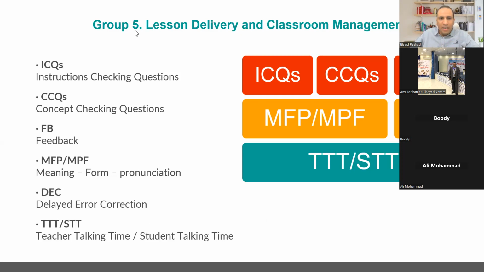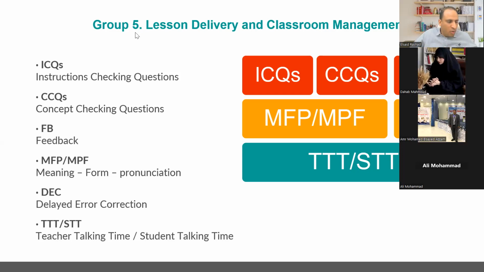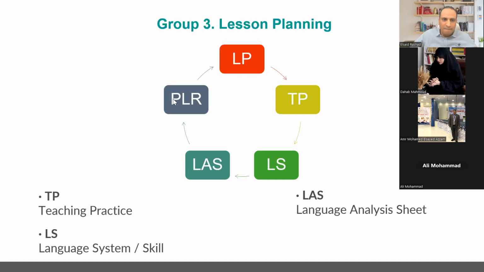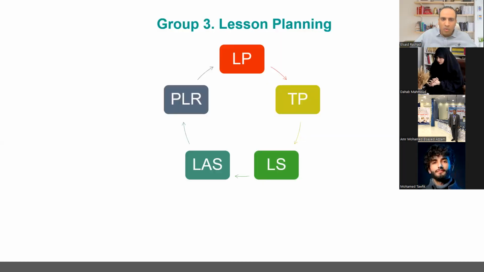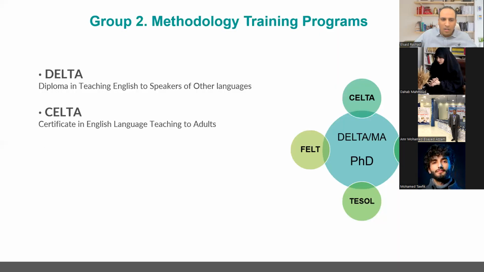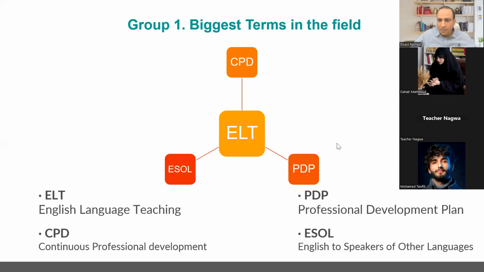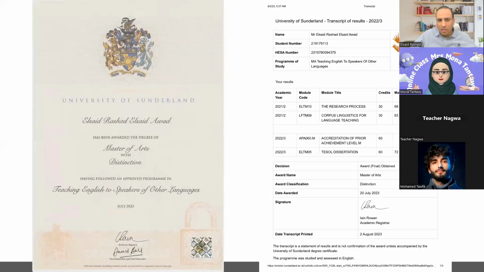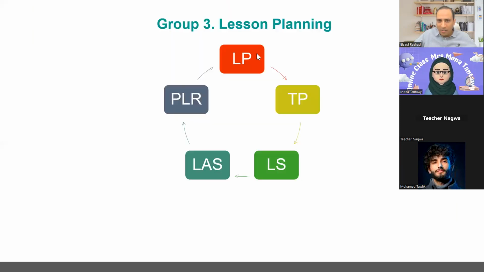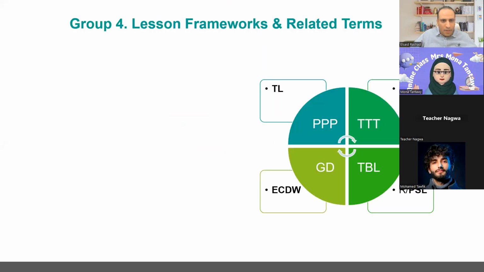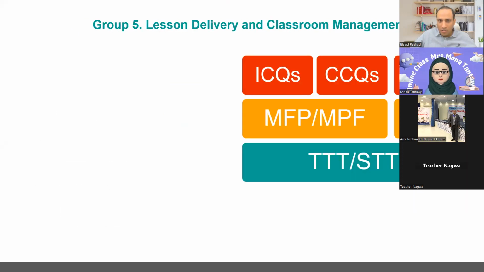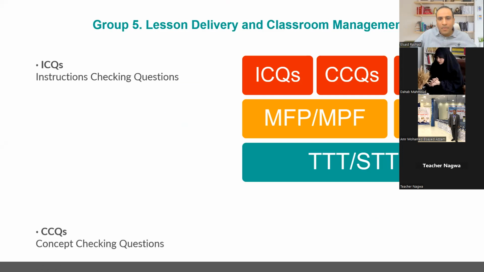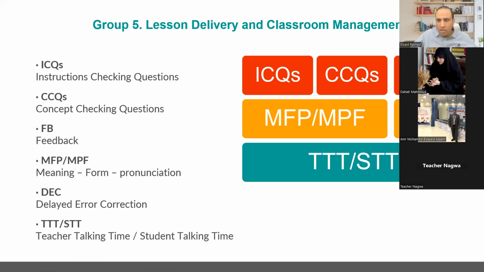So how many groups are left now? Five. Now we talked about two groups. Just to recap, the first one was big terminologies, and certificates and qualifications. Then lesson planning. After lesson planning, we had frameworks and related terms. After that, lesson delivery and delivery management, and classroom management techniques, like teacher talking time, student talking time.